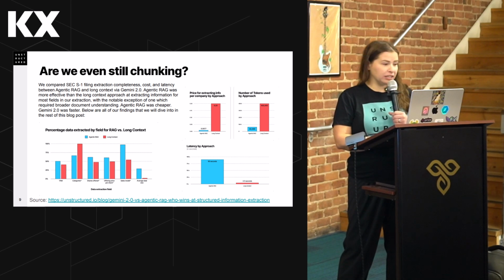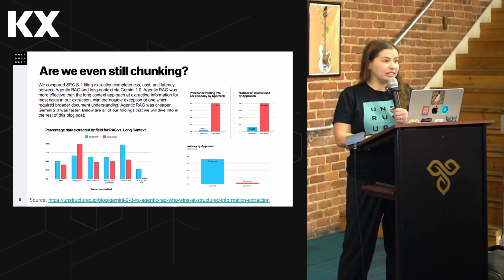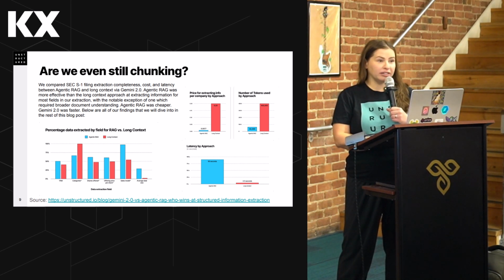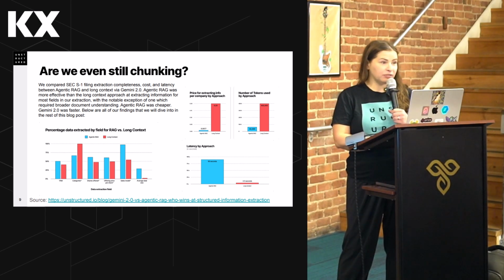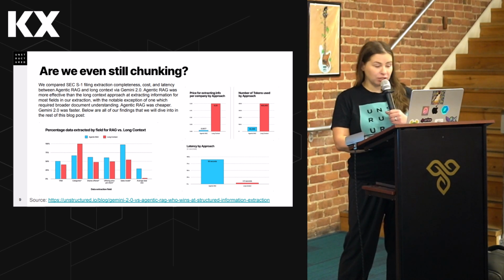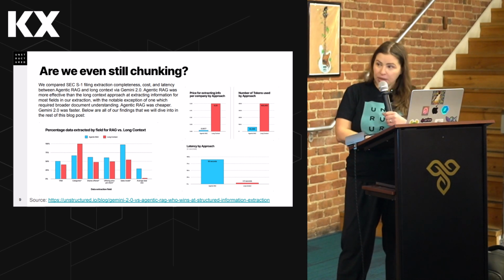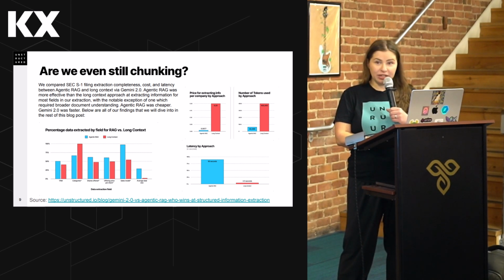There's a full blog linked here, and I think we're sharing the slides afterward. We looked at SEC S1 filings, and we compared the setup with RAG and also with long context with Gemini 2.0. And so we looked first at how much data was extracted for each field we were extracting from these S1 files, the TAM, the categories, shares offered, et cetera. And we have an asterisk indicating if we expect 100% of it to be extracted.